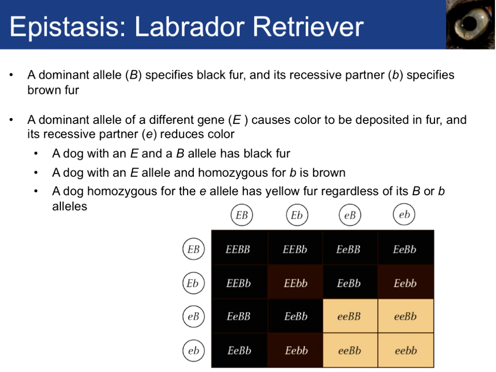which is either homozygous or heterozygous for that E allele, and is homozygous recessive for the B or brown allele, ends up being a brown dog. Whereas the dog homozygous recessive for the E allele has yellow fur regardless of the alleles for the coat color, because if it's homozygous recessive for that E allele, it's not actually depositing any color into the fur. So this is an example where you have 2 different genes that affect the coat color, and they depend on each other.